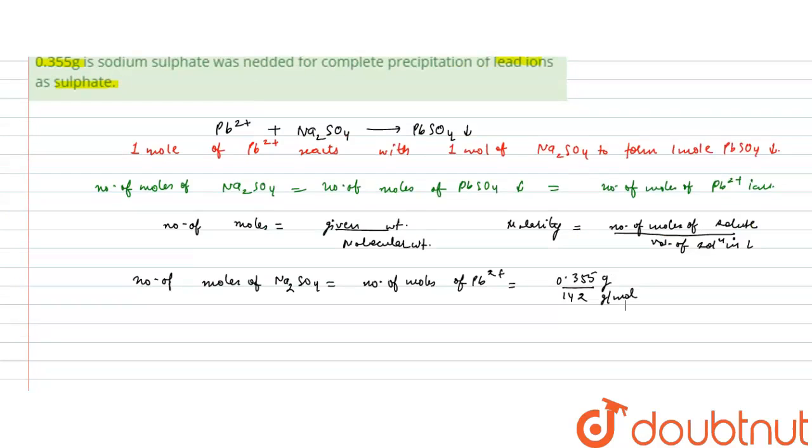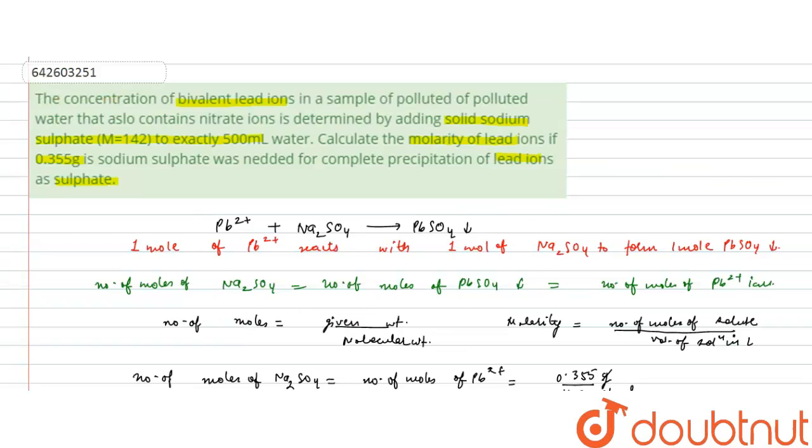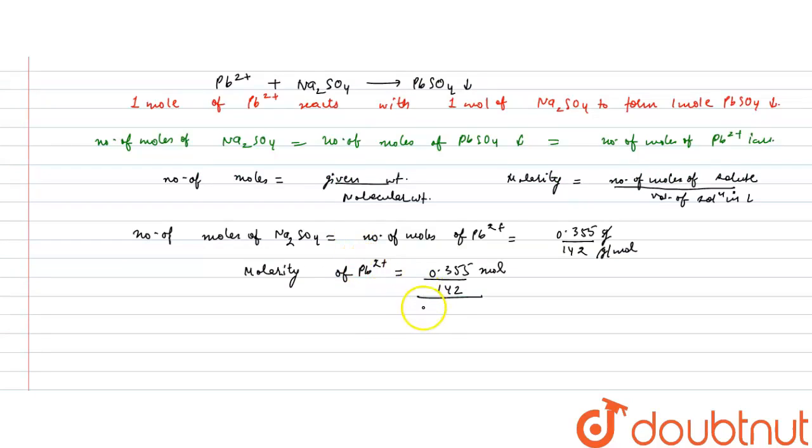Now we will calculate its molarity. So molarity of lead 2 positive ions would be the number of moles, that is 0.355 upon 142, gram and gram will get cancelled, so this will be mole, upon its volume of solution, and volume of solution is given 500 ml. So we will convert this into liters, dividing by 1000. So it is converted into liters.